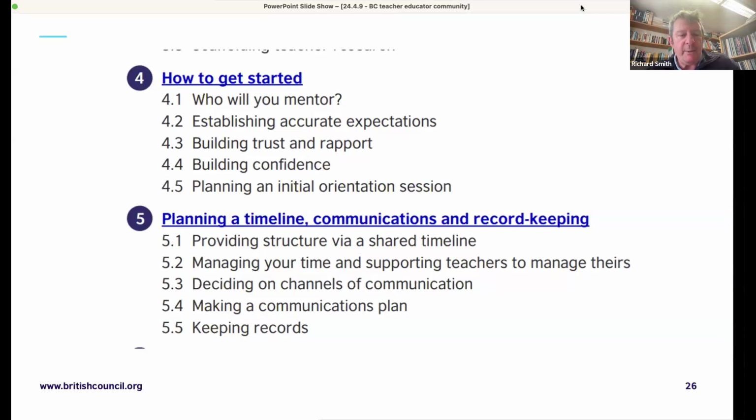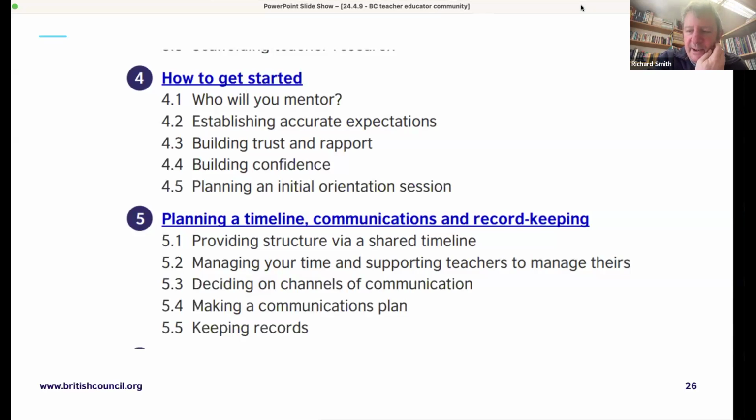I'm just going to show you some of the chapters from the book. One thing we need to think about is how to get started, deciding who to mentor. You can see from the headings what's important: building trust and rapport, building confidence, planning an initial orientation session. So you'll find advice there. It's also quite important right at the beginning to plan a timeline, and also to plan how you're going to communicate with busy teachers. Some teachers don't like email; they use WhatsApp or other things. You have to talk with them about how they prefer to be communicated with, and how you are going to keep a good record of what's going on.